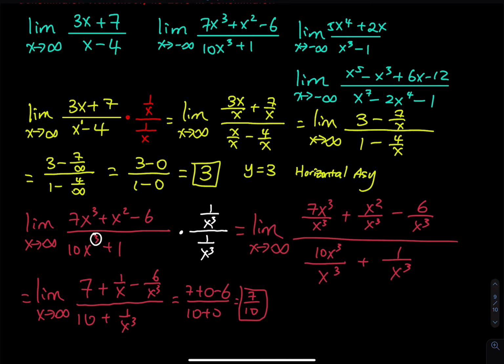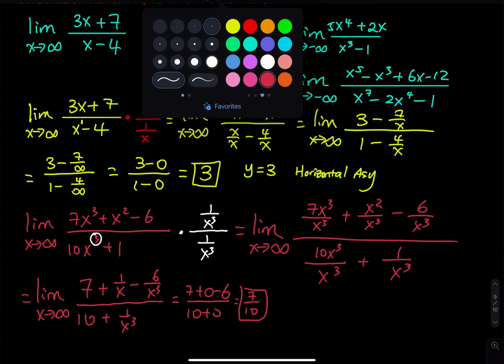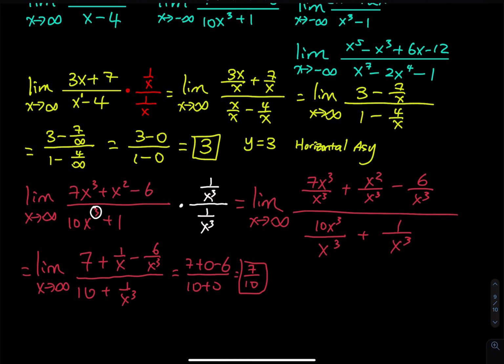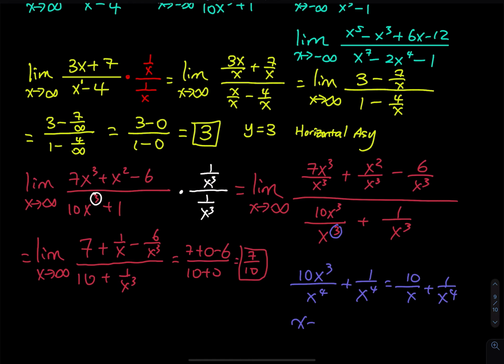I know you want to do a what if. What if you divide each term by x to the fourth? So what if you have 10x to the third divided by x to the fourth plus 1 divided by x to the fourth? In that case, you will have 10 divided by x plus 1 divided by x to the fourth in the denominator. Once x approaches infinity, you have a 0 plus a 0. Then you have a 0 in the denominator.